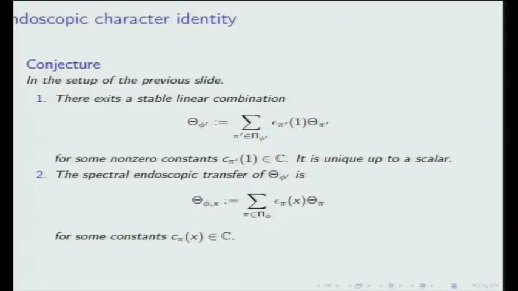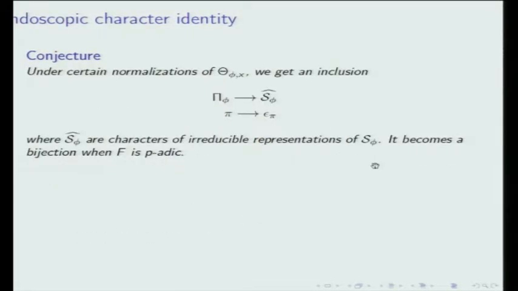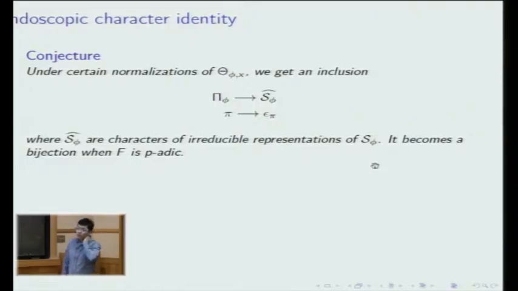Yeah. So actually, you can normalize these coefficients so that they have a nice meaning. So if you normalize in a nice way, then you get an inclusion from the representations in the packet to the characters of this script SP, which is a finite group. And in particular, it becomes a bijection when F is p-adic. So in this way, you can parameterize the representations in the packet by the characters of this script SP.